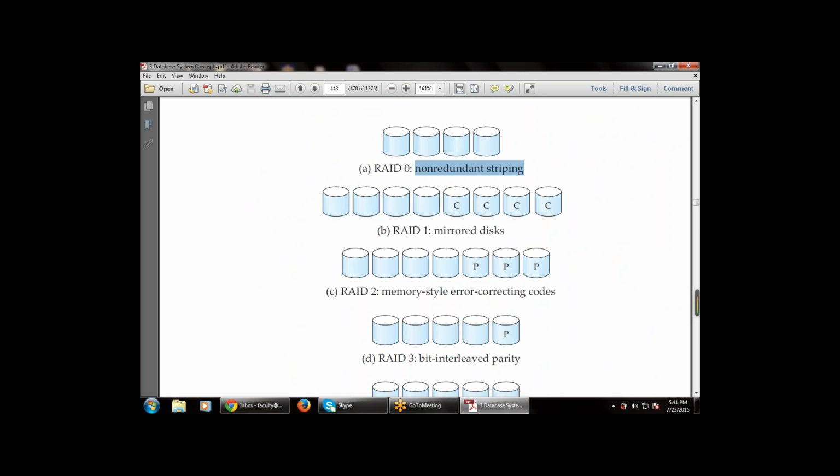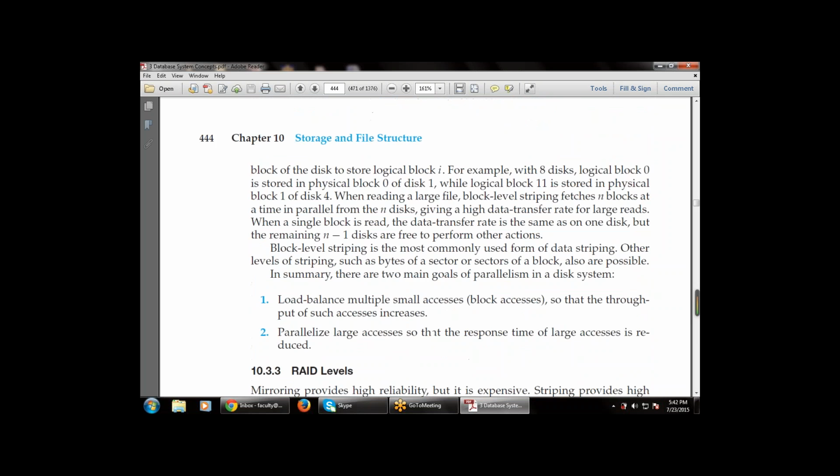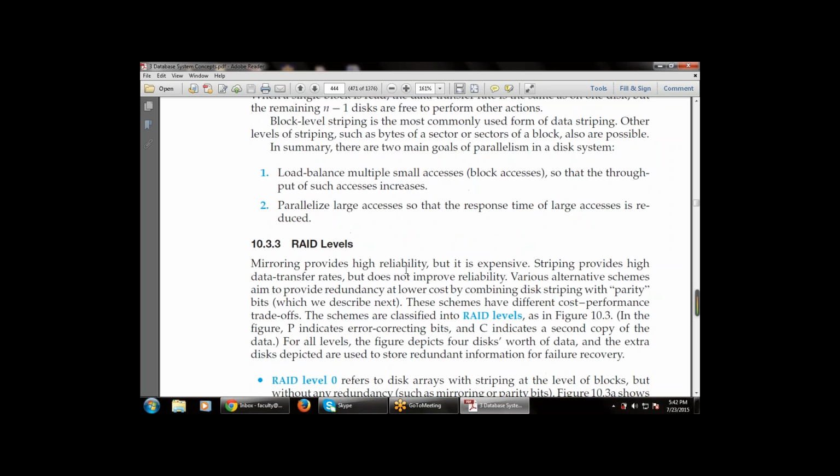block, this is RAID 2 that is a memory style error correcting codes. Then there is RAID 3 that is a bit interleaved parity that is available. Then there is RAID 4, 5. These are the various RAID levels that are available with the RAID concepts. So these are the RAID levels.